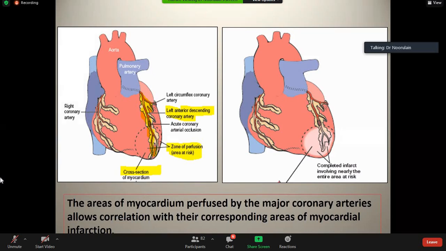The areas of myocardium perfused by the major coronary arteries allow correlation with their corresponding areas of myocardial infarction. If the coronary artery supplies this area and there is a blockage in the right coronary artery, it can lead to infarction of this area. So it depends on the artery's occlusion. Okay, what is the site of infarction?